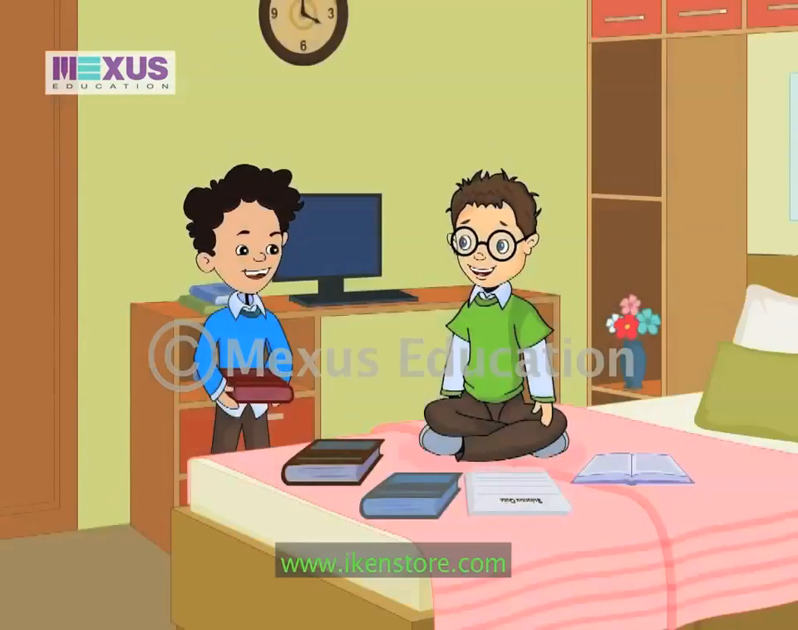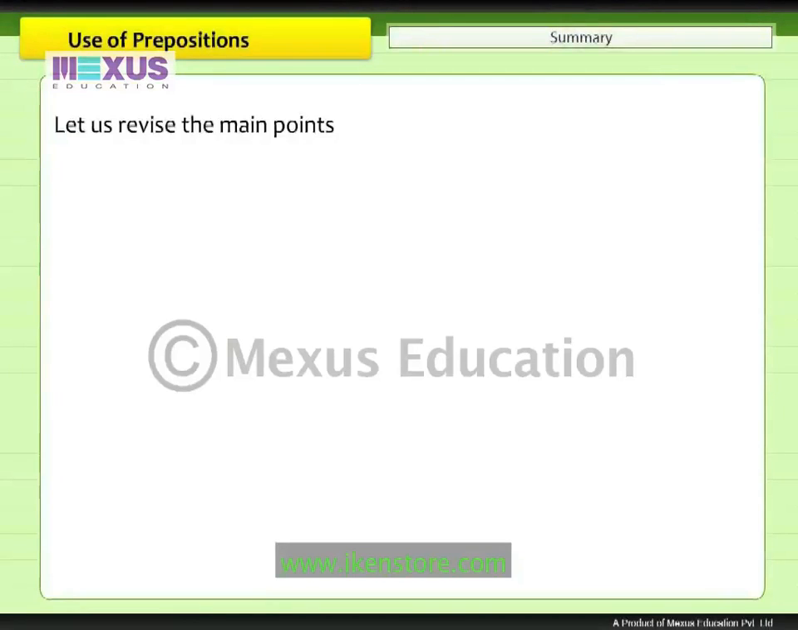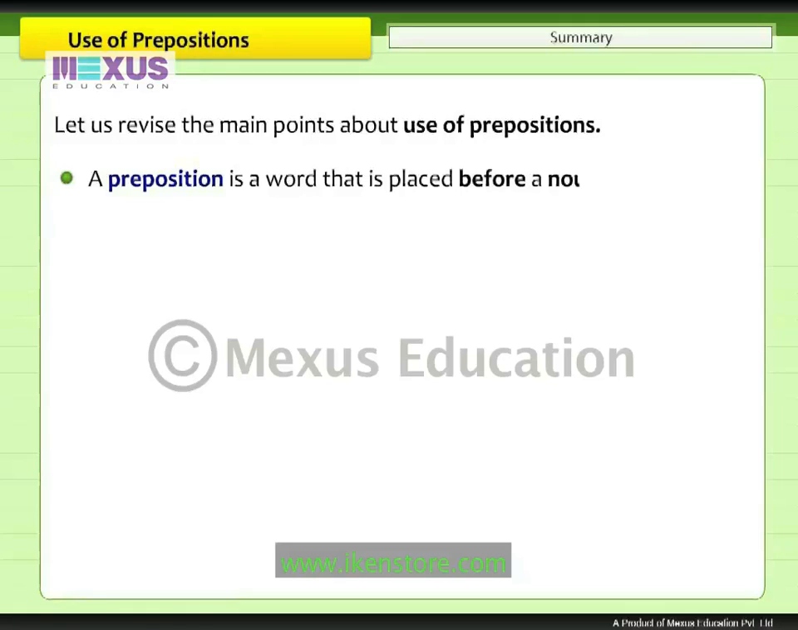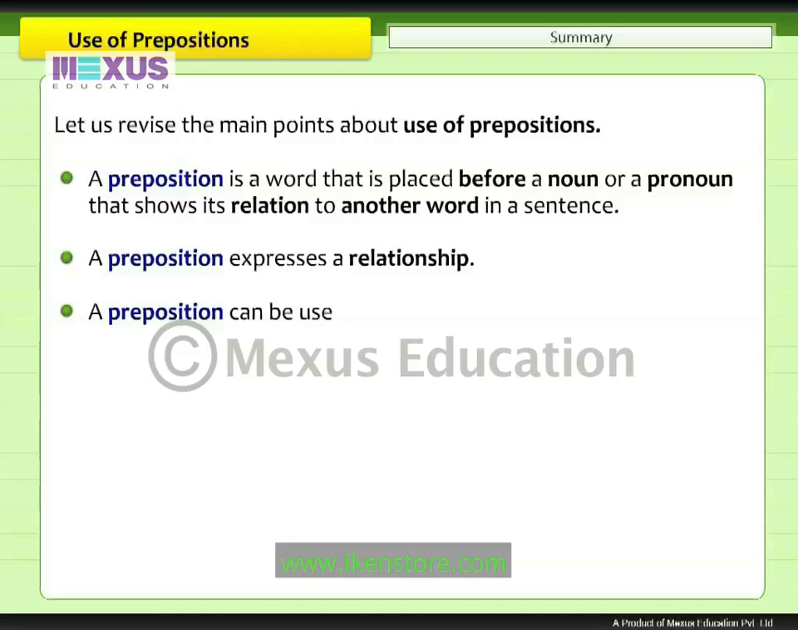Amir has explained the use of prepositions to Ravi. Let us now revise the main points for Ravi. A preposition is a word that is placed before a noun or a pronoun that shows its relation to another word in a sentence. A preposition expresses a relationship. A preposition can be used to show time, place, purpose or means.